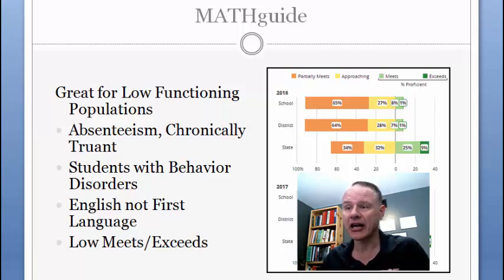Long distance education. Students whose language is not English, at least not English as the first language, MathGuide offers a great deal of text support. They can read it, reread it several times, and actually watch the videos a few times, and that allows them to digest the information that they're given.